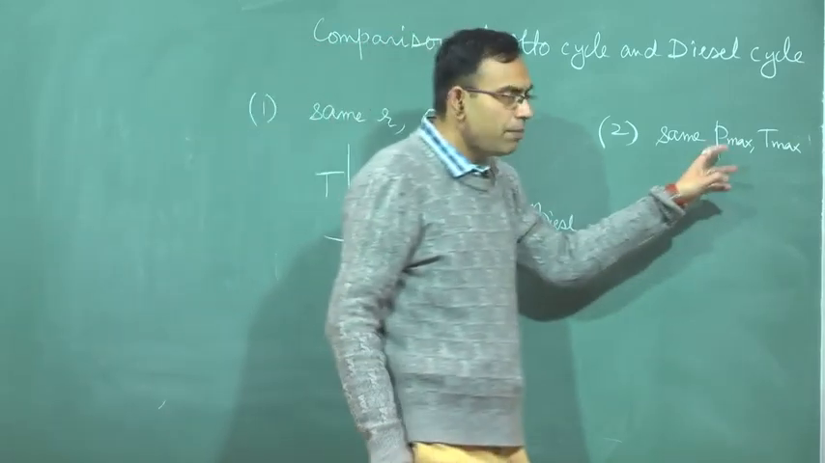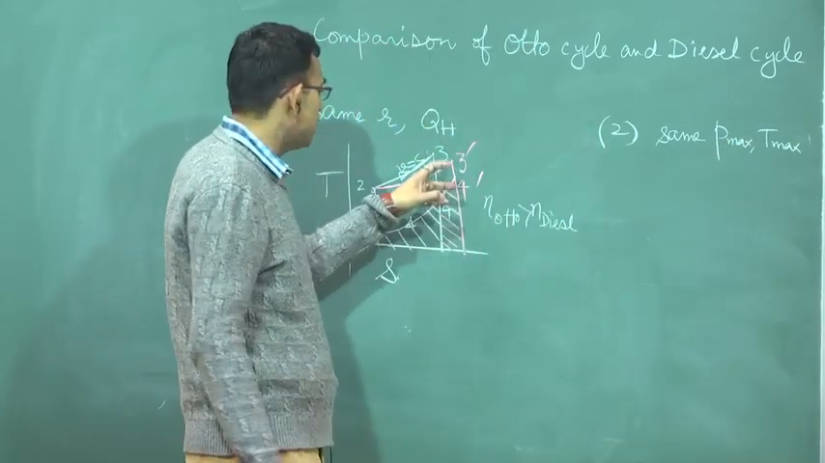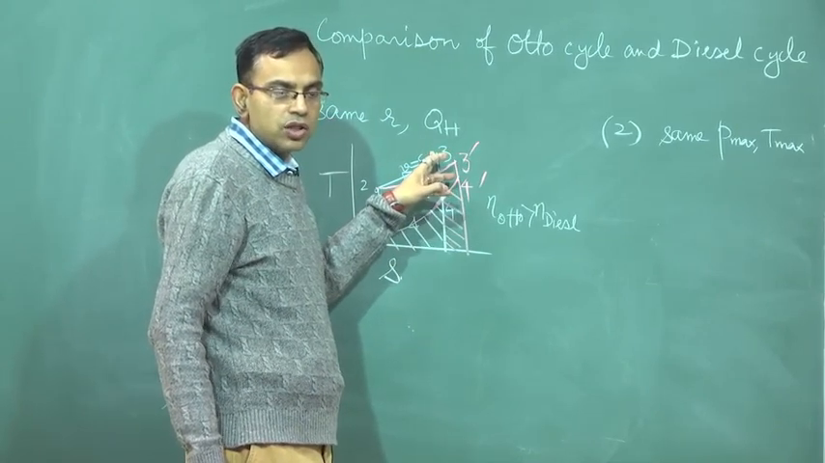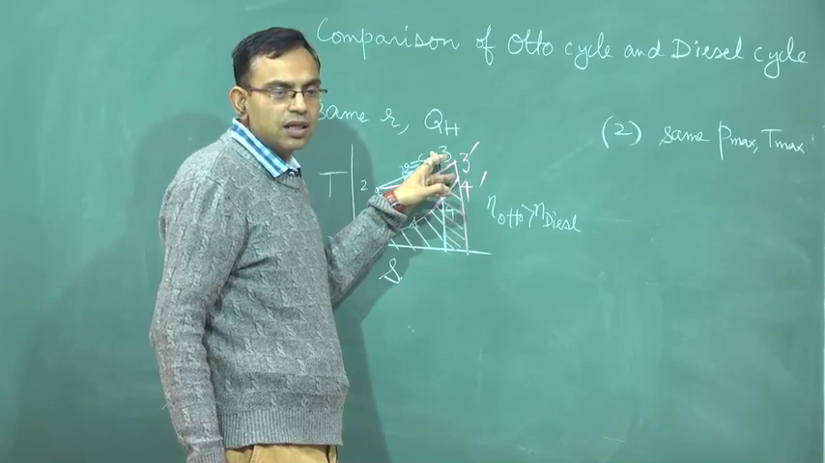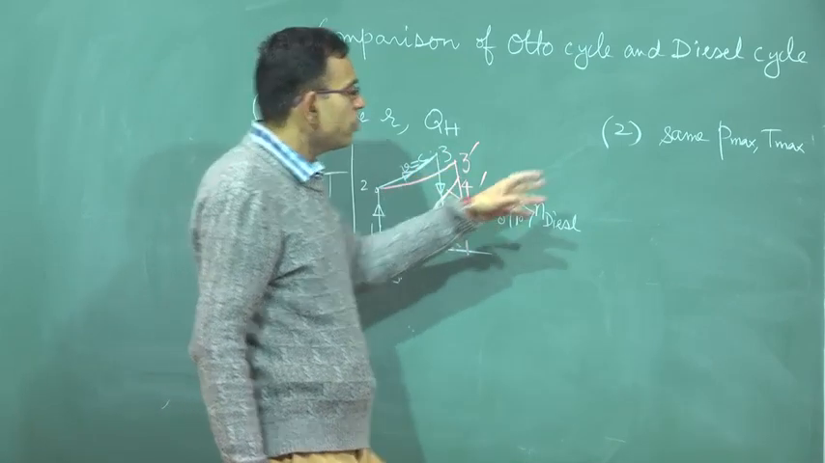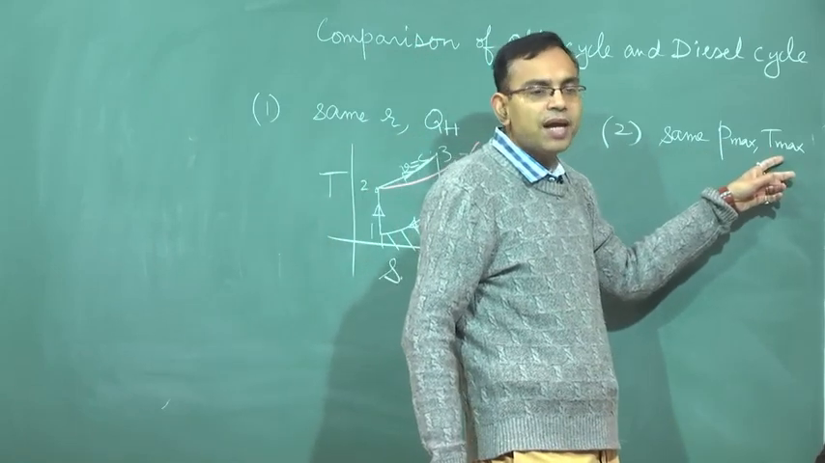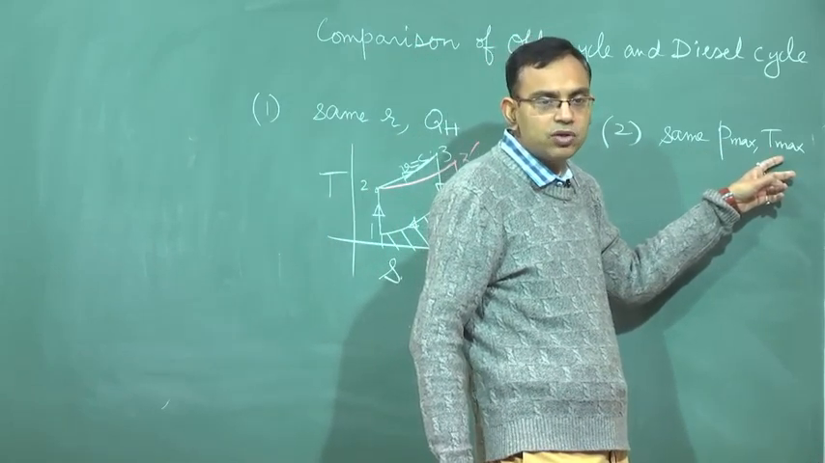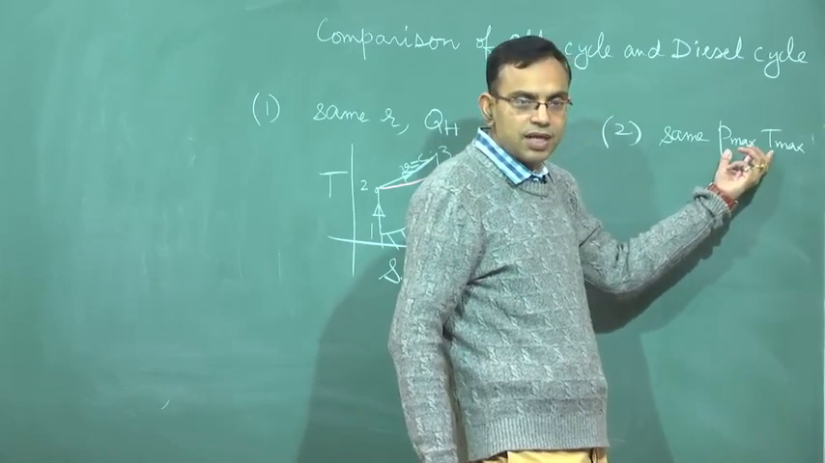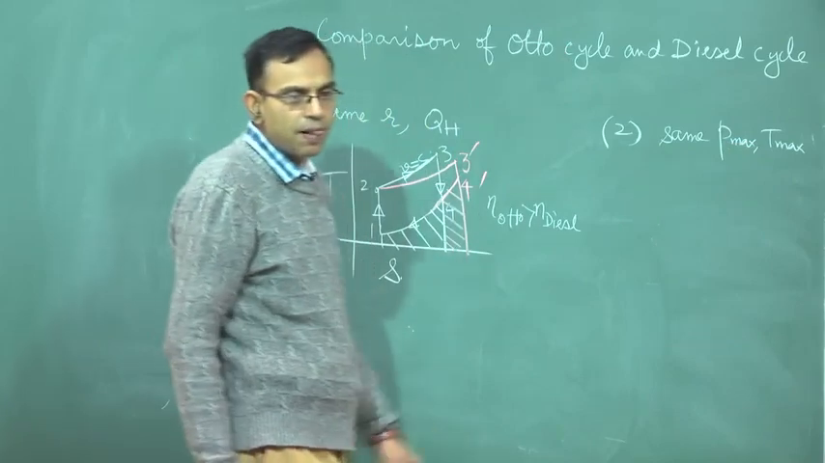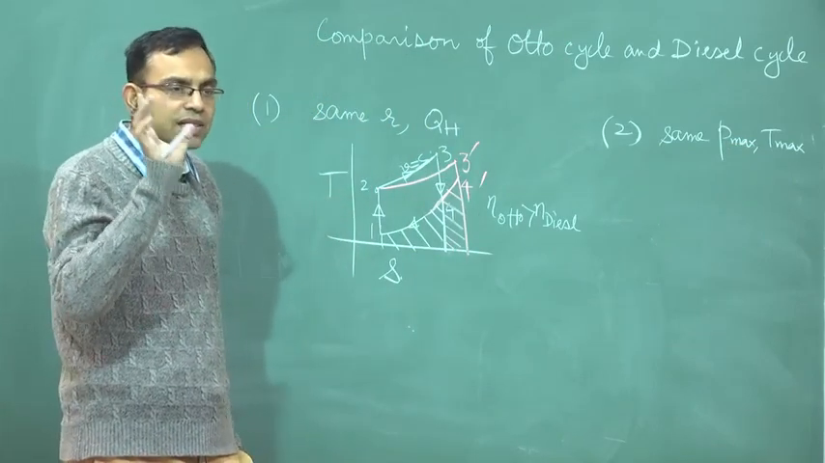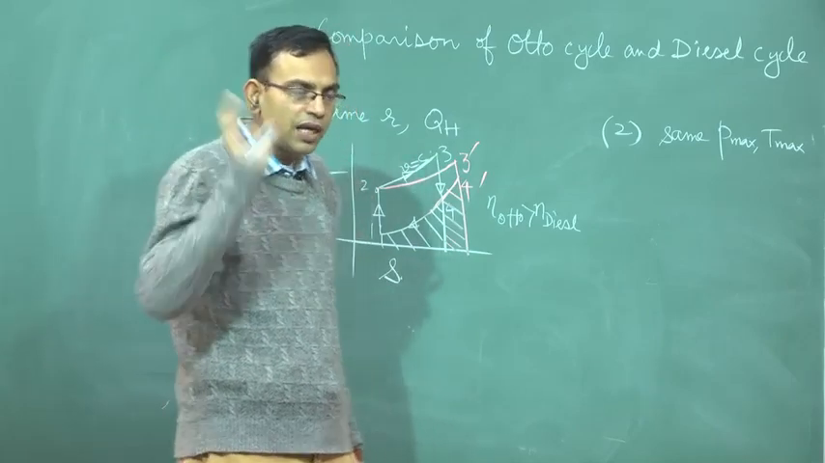If you have the same P max and T max, P max and T max occur at state point 3. If you specify these two, V max is also specified because PV equals RT. That means for the same combination of P max and T max, you could in principle fix state point 3 as a unique state point for both the Otto cycle and the diesel cycle.